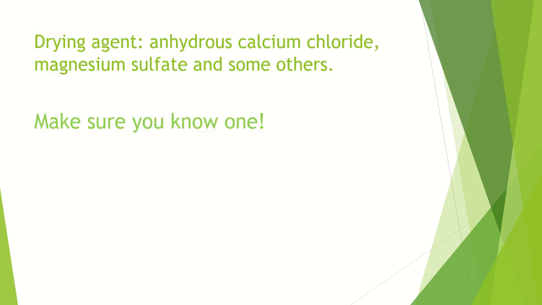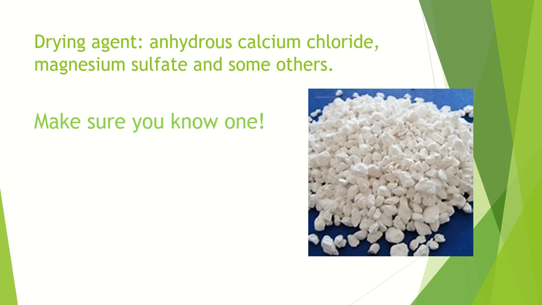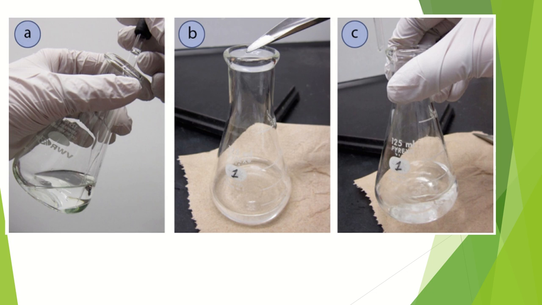Look quickly at the anhydrous calcium chloride or magnesium sulfate. There are some others, but just choose one and make sure you use the word anhydrous in front of it. So that's what it looks like. It's very dry looking little grains of, I think that's calcium chloride there. You just put it in like so, and your mixture at the beginning should be cloudy, and at the end it should be nice and clear when all the water molecules are gone.